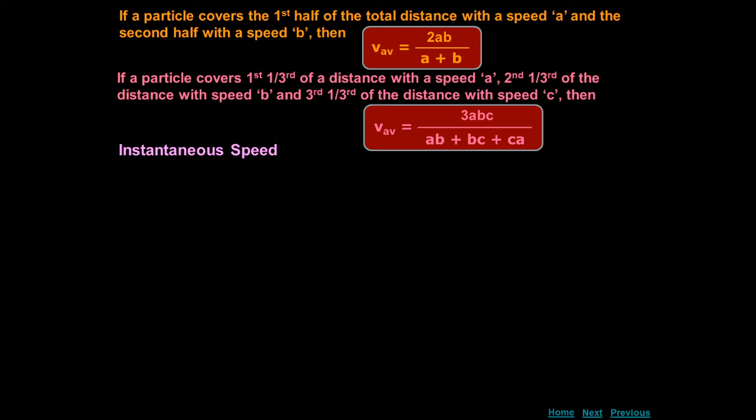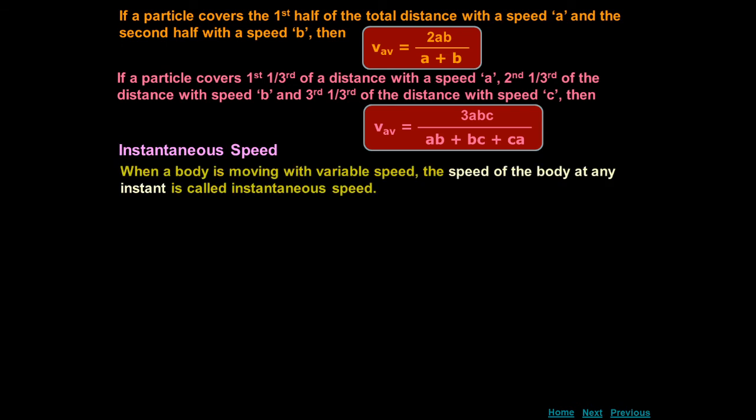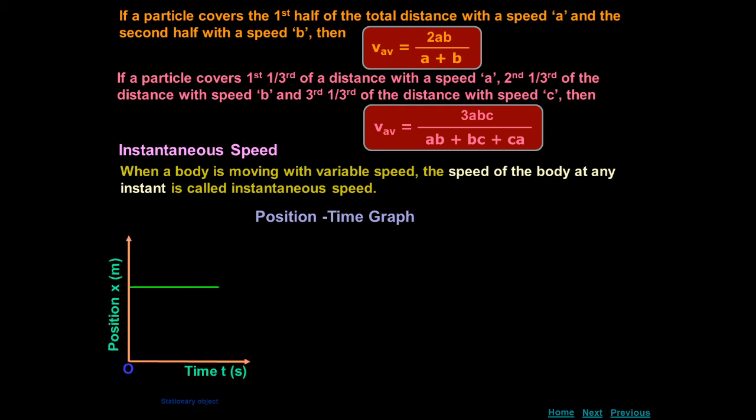Now the instantaneous speed. The speed of the body at any instant of time is called instantaneous speed. Now the position time graph. If the position of the body doesn't change with time, see here the time is changing but x remains the same. So this graph is for the stationary object, position time graph of a stationary object.